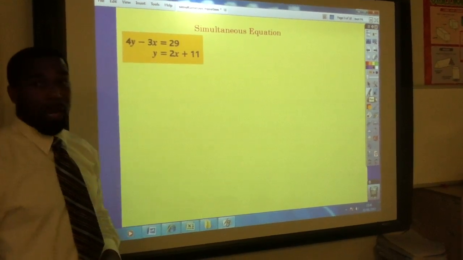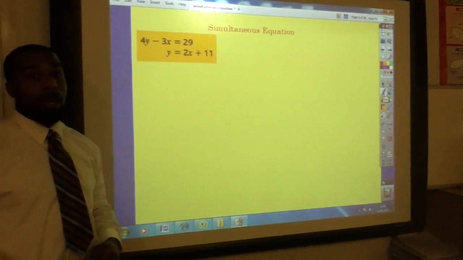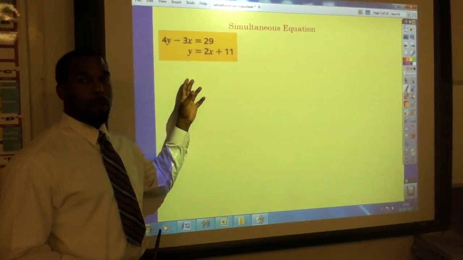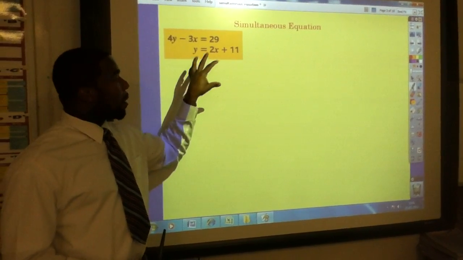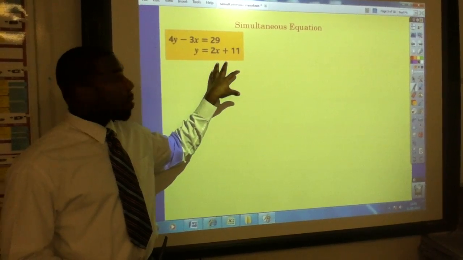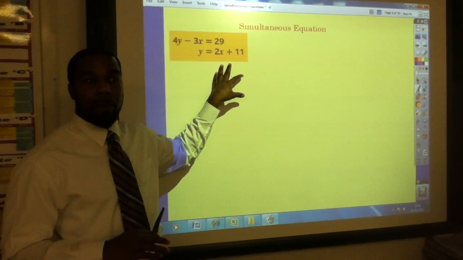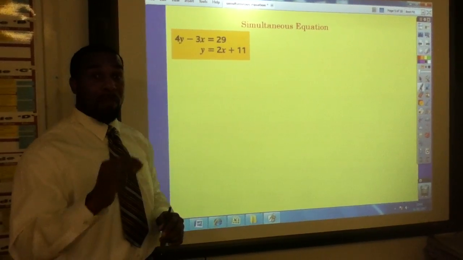Today we're going to be looking at simultaneous equations, and this time we're going to be using the method of substitution in order to solve this equation. In an exam, this would probably be like a B grade to A grade, somewhere there. Alright, so we're using the method of substitution.